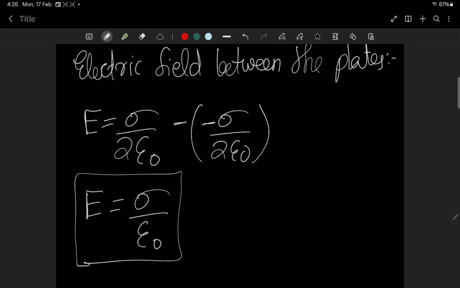This is the same thing as the electric field at the surface of a conductor. Do you remember? Electric field at the surface of a conductor is sigma by epsilon 0 n cap. So this is the same as that. Okay.